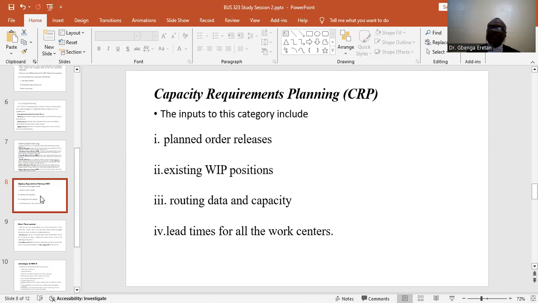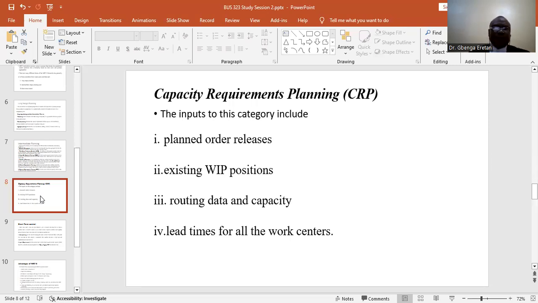Two, existing work in progress position. It enables us to know the products that are still undergoing production, that have not attained finished product. We will be able to know their position and the level of production which they have attained, either 20%, 30%, 40%, 50%.